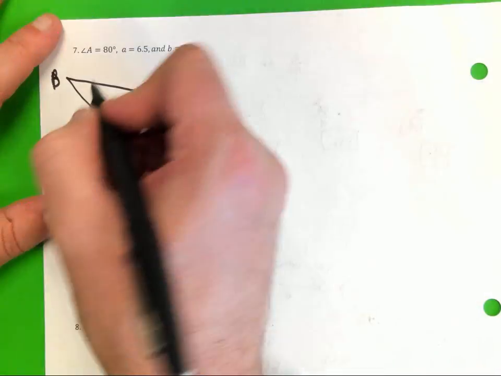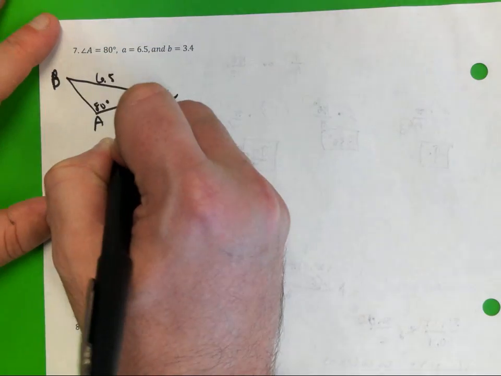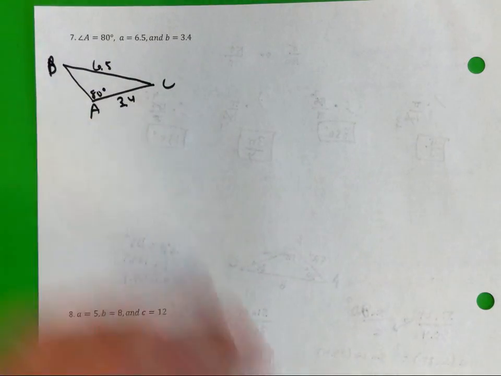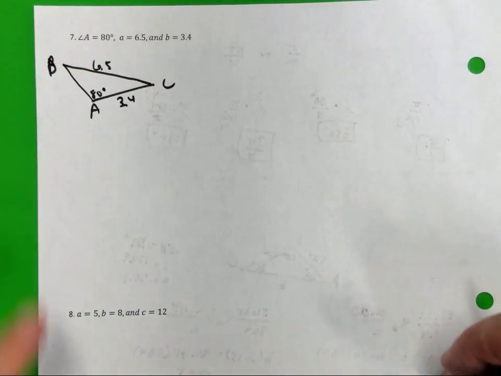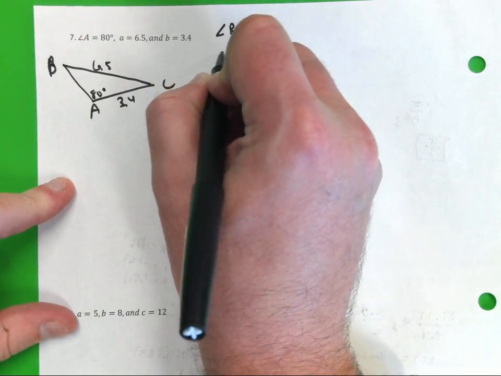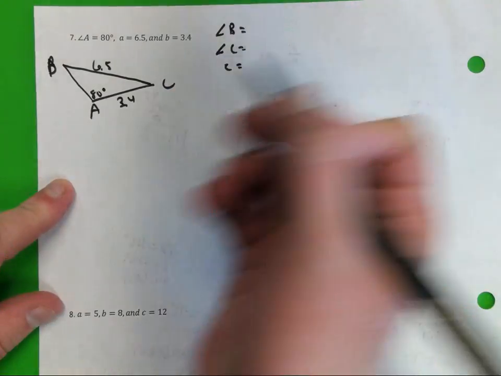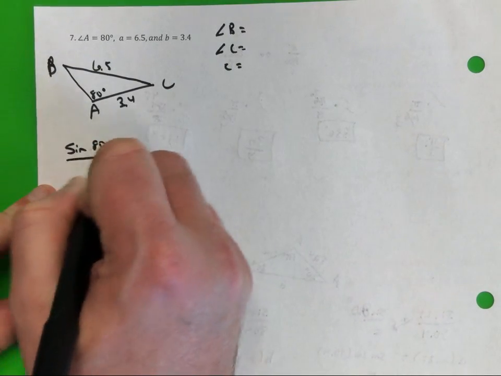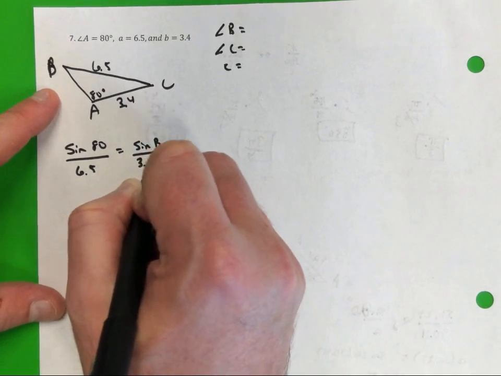Okay, angle A, 80 degrees. You can look at that and tell there's an angle and a side across from it. Will you use law of sines or law of cosines? Law of sines. So I'm going to make my little chart of my missing things: angle B, angle C, and we're looking for side C. So now I'm going to go sine of 80 over 6.5. I'm going to find B first, sine of B over 3.4.